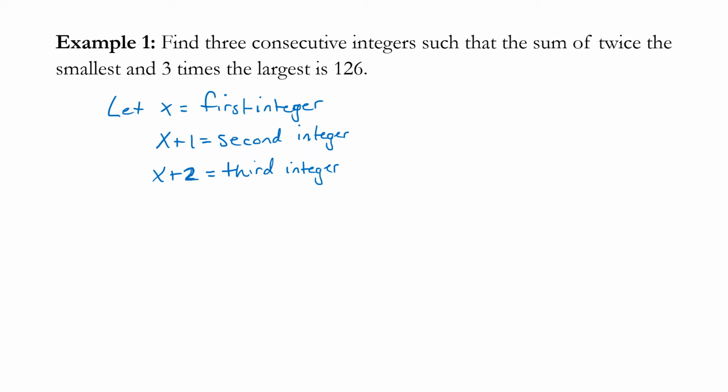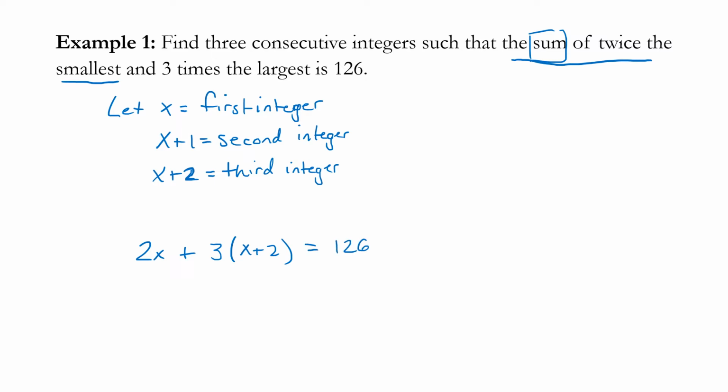So now I'm going to write my equation. I did my let statement, now I'm going to write my equation. It says such that, and now I'm reading this, the sum of twice the smallest, so I know I'm going to be adding twice the smallest, well the smallest is x, so that's going to be 2 times x, and remember we're doing the sum, so plus 3 times the largest. Well, x plus 2 is going to be the largest. It'll be the third integer. So 3 times the largest, so 3 times x plus 2 is equal to 126.